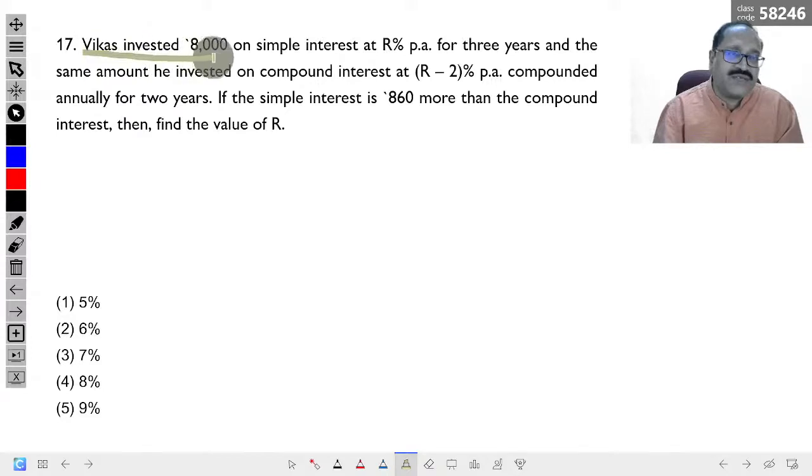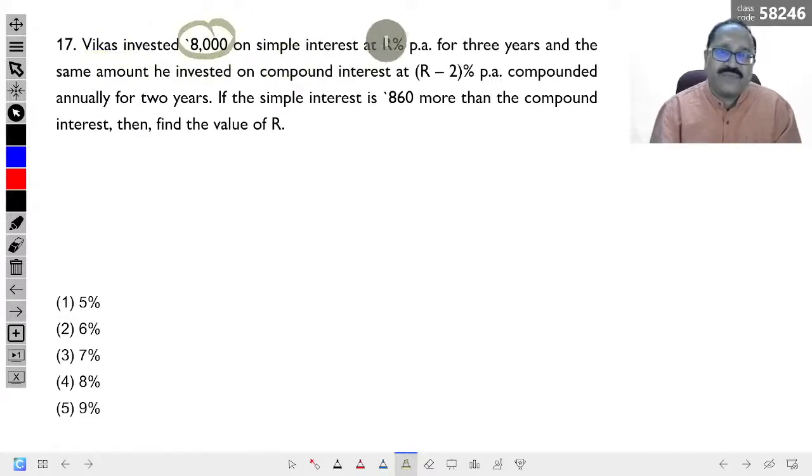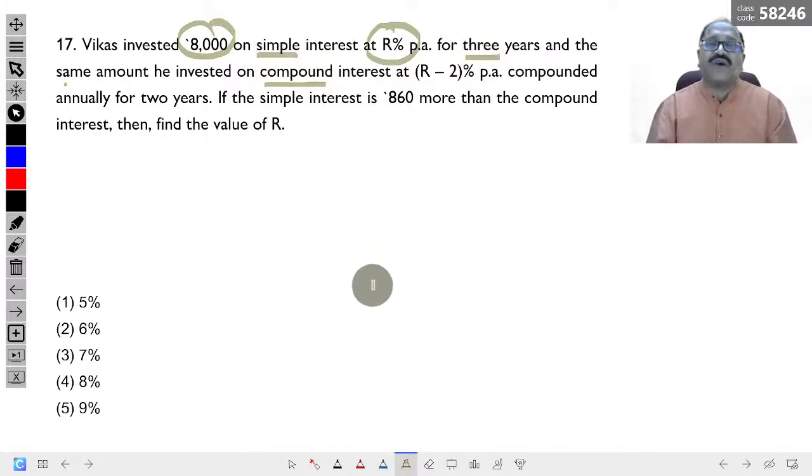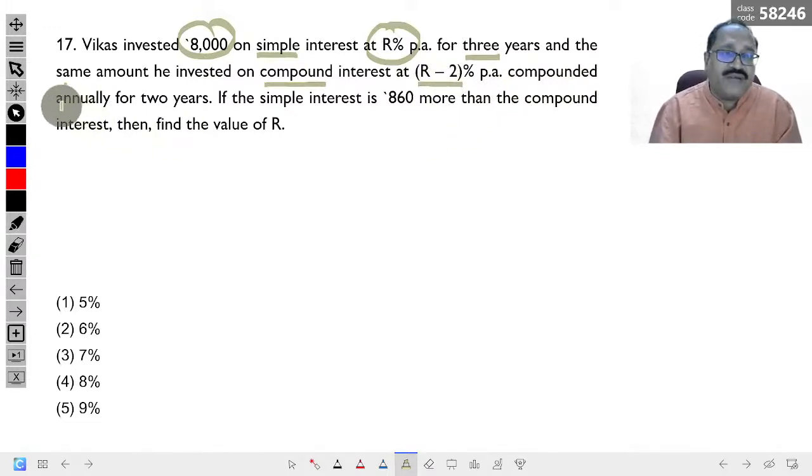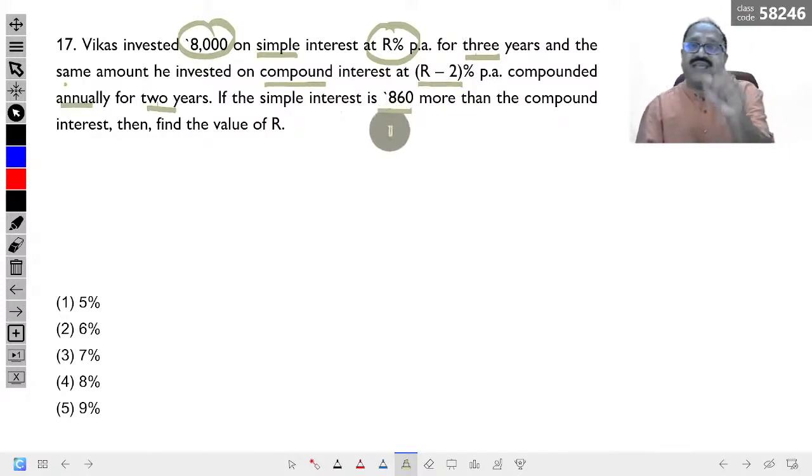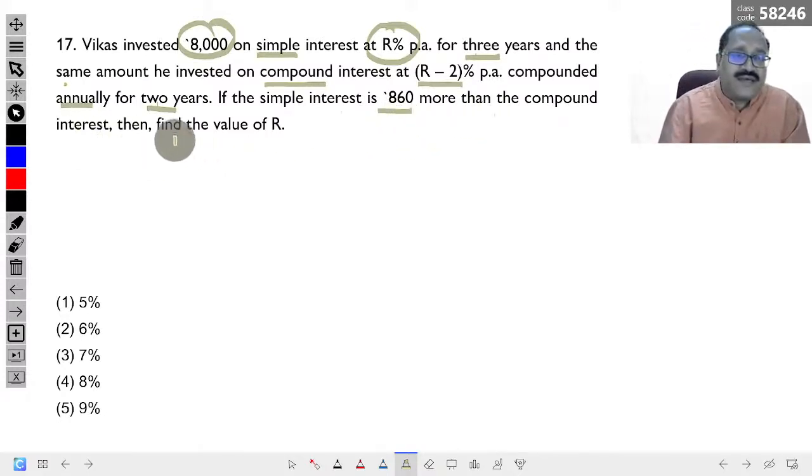Vikas invested ₹8,000 on simple interest at R% per annum for 3 years, and the same amount he invests in compound interest at R minus 2% per annum, compounded annually for 2 years. Here it is for 3 years, here it's for 2 years. If the simple interest is 860 more than the compound interest, simple interest is the first case, compound interest is the second case. So simple interest minus compound interest is 860. Then find the R value.